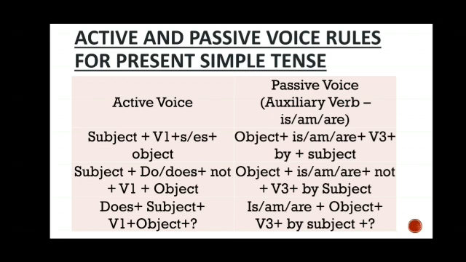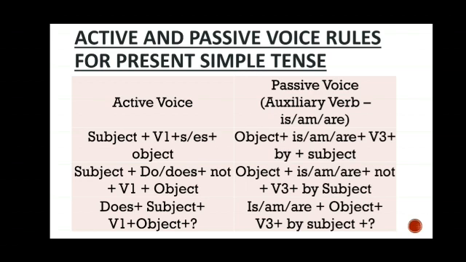Means in simple present you have three states. One is assertive, another is negative, and the last is interrogative. Okay, and while you are changing these sentences into passive voice, see what you will do. Here subject, verb first form and then object is given. Then when we are changing active to passive, at first we are writing the object. Object will come first, and then according to the object, if the object is singular, then you will use is. If the object is plural, then you will use are.